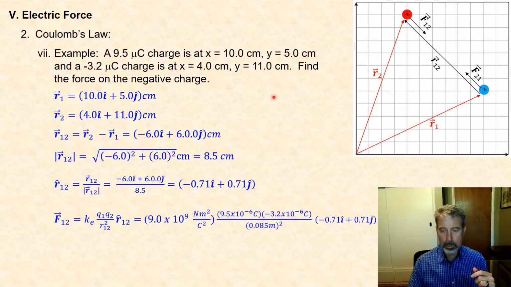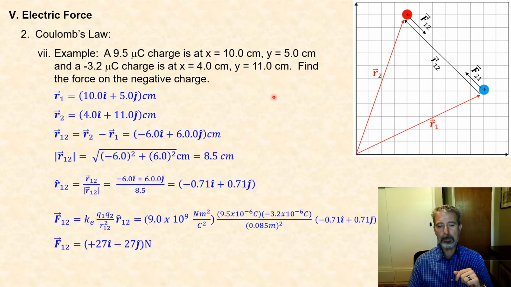And when we do the number crunching here, this is what you will come up with for an answer: this force can be described as 27 newtons times i hat minus 27 newtons times j hat. So it's important that you understand how to use this notation, how to find the distance between two charges given their coordinates, and how to be able to describe that unit vector R12 hat.